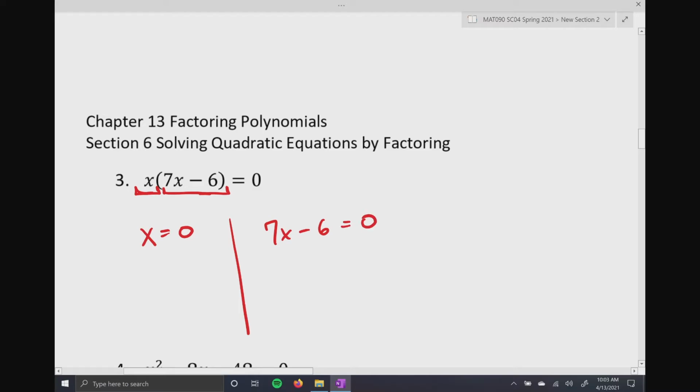Okay? The first one is done. I love that. Oh, I love it when that happens. X equals 0. There's no work you can do there.